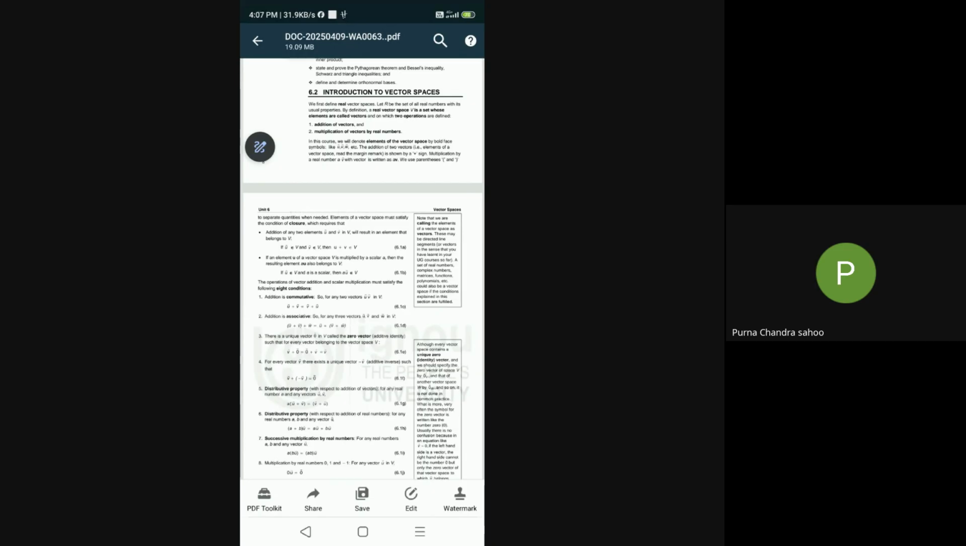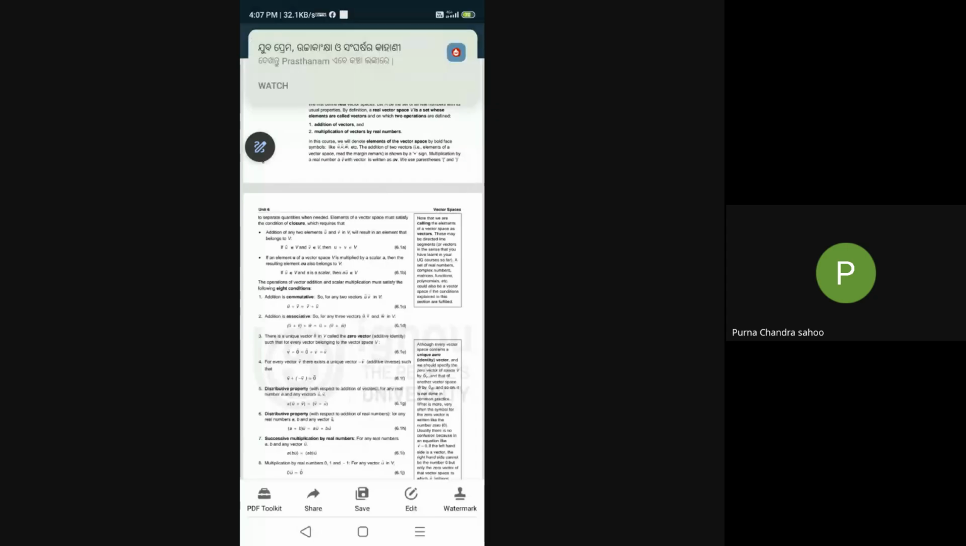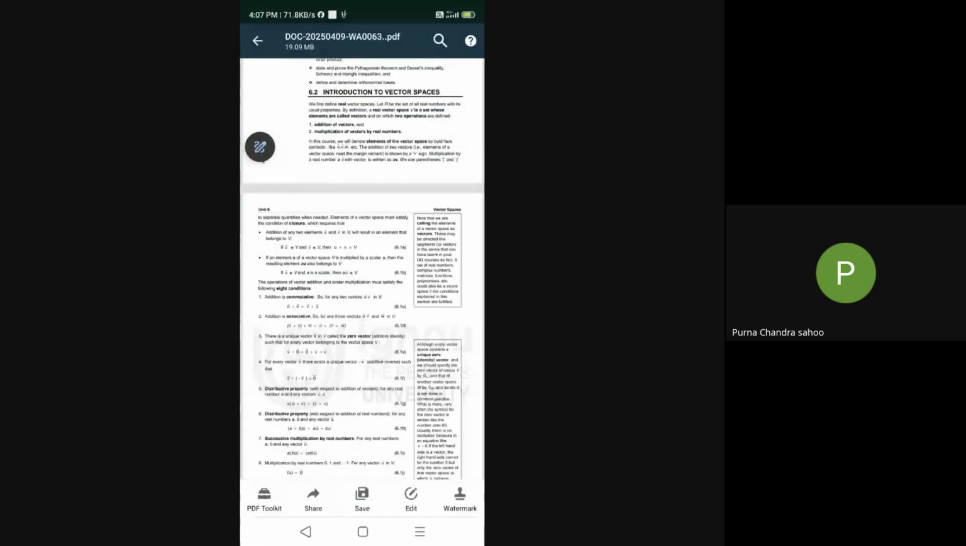So what is a real vector space? R represents the set of real numbers, and R has the usual properties. So a real vector space V is a set whose elements are called vectors and on which two operations are defined. One is addition of vectors and the second is multiplication of a vector by real numbers. So V is a real vector space where the elements are vectors only. There shall be no scalars.